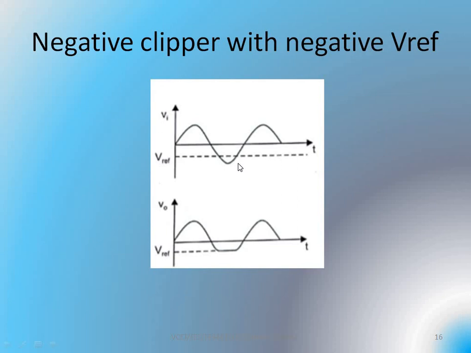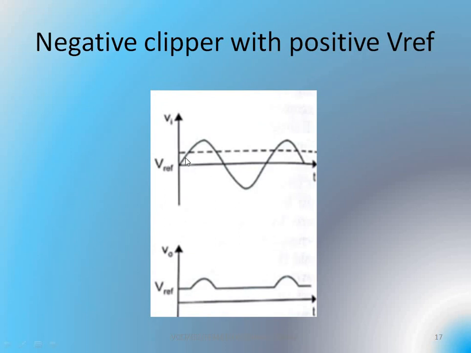In case of positive clipper with the positive reference, we found that above the reference it will be removed, and below the reference alone it will be processed. So here the reverse case, above the reference alone it is processed, and below the reference line it is being removed. The same case can be carried out with a negative or positive reference also.